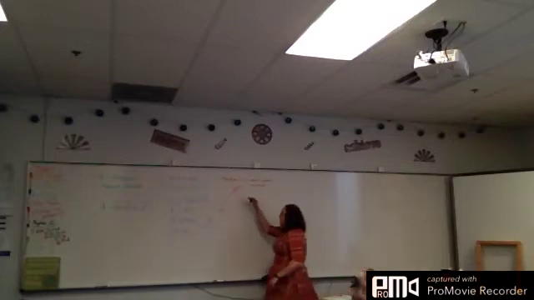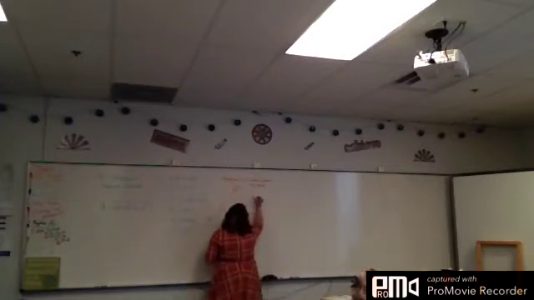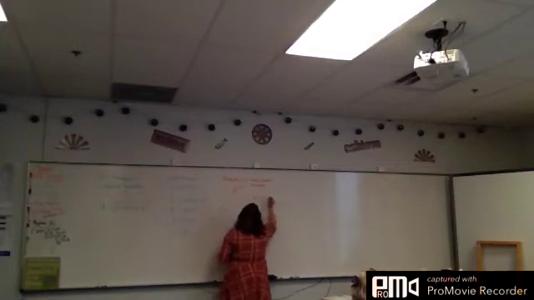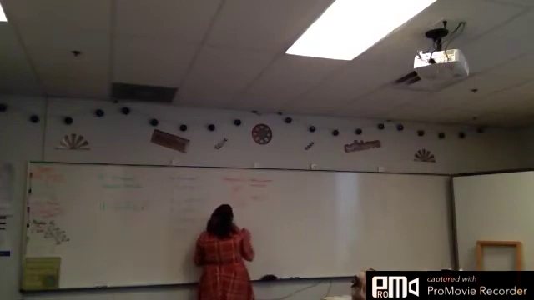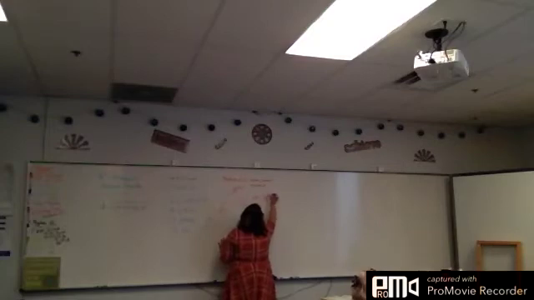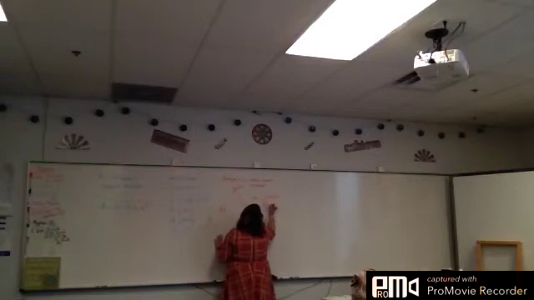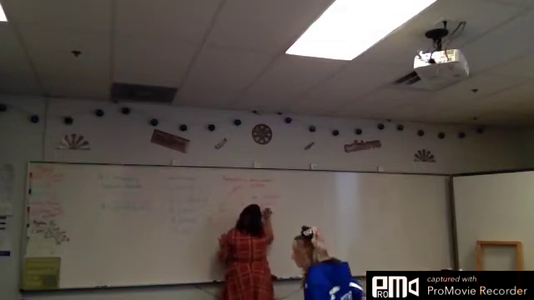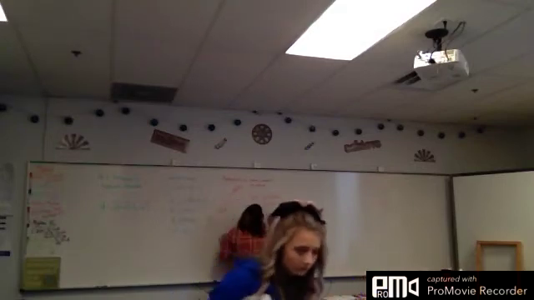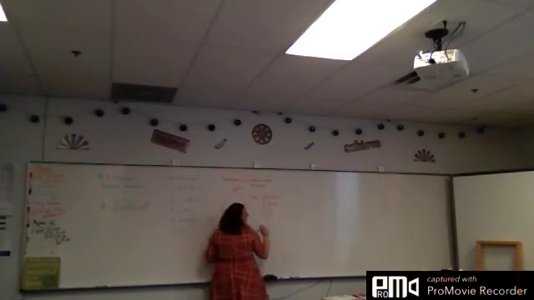So let's find the distance of AB first. How do I set up A to B? Square root of 4 minus 7 squared plus 6 minus 3 squared. What's 4 minus 7? -3, squared is 9. And 6 minus 3 is 3, squared is 9 again. So 18, radical 18. Just leave it like that.